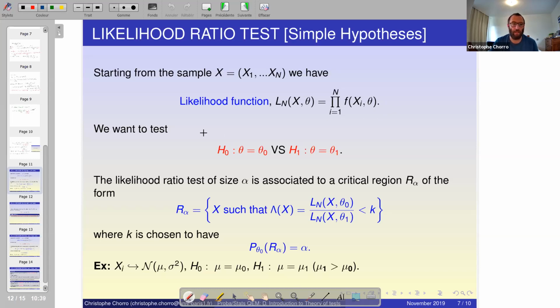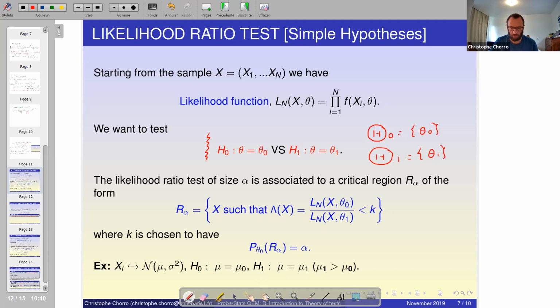Now we are going to do a first case, a basic one, just to test that theta takes a particular value versus theta takes another value. So here, typically, I am in the situation where my capital Theta 0 is just a singleton, and my capital Theta 1 is also equal to a singleton.